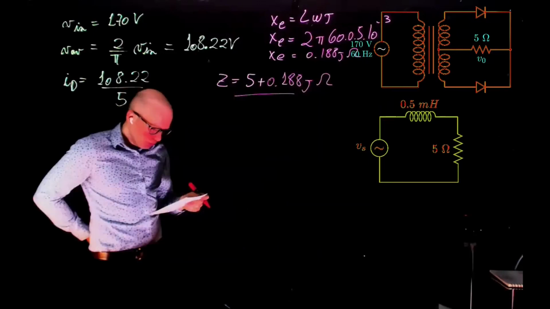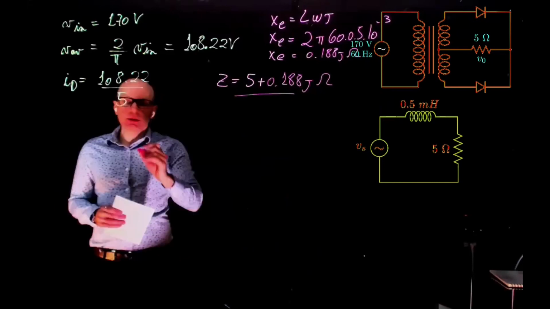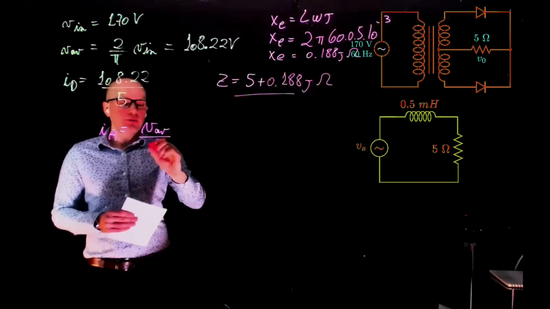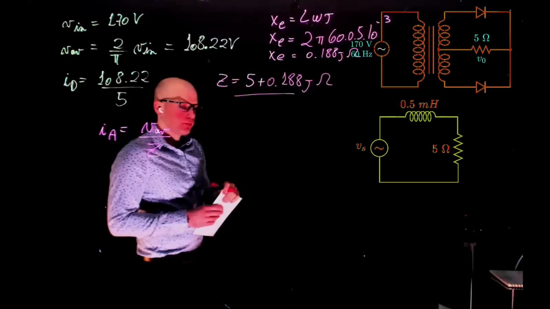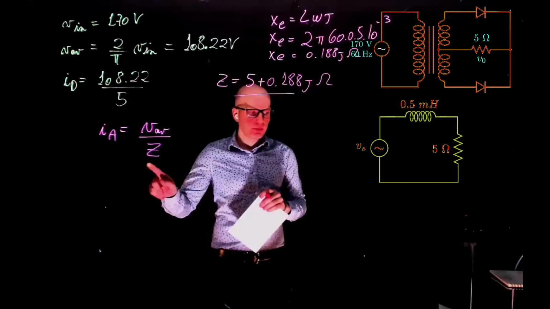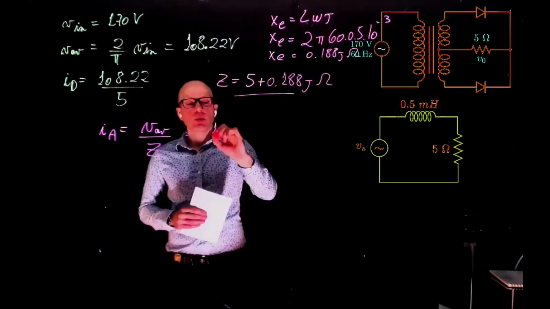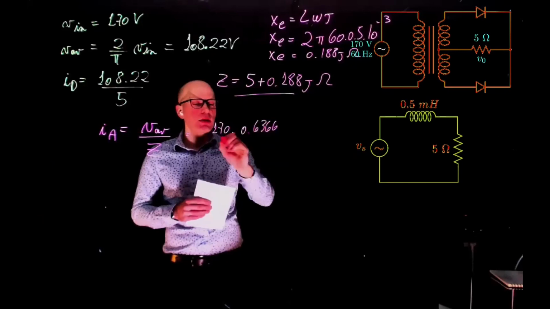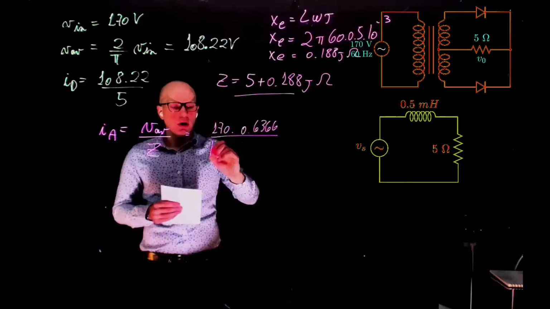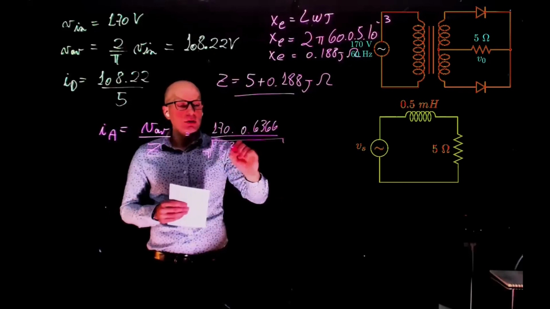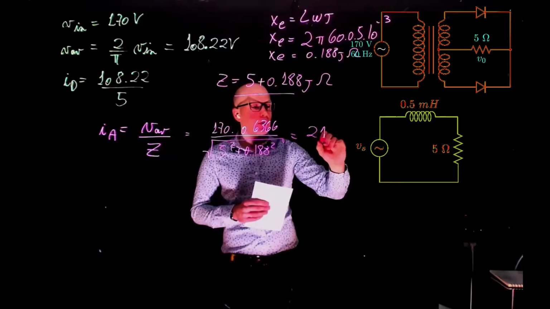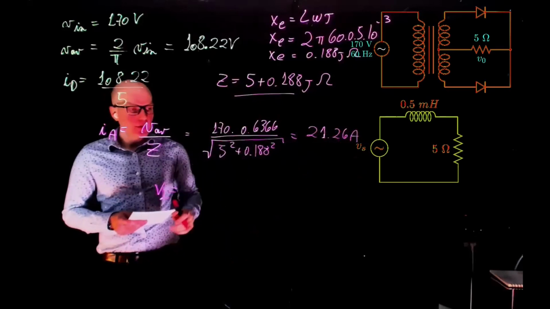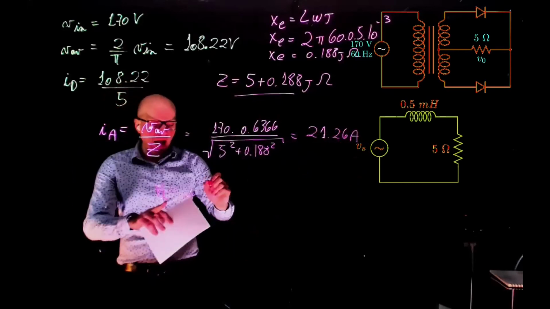What is the current in the system? The average current is the average voltage divided by the magnitude of the impedance Z. So this is 170 times 0.6366, that's the average voltage, divided by the magnitude of the impedance, that's the square root of 5 squared plus 0.188 squared. And this is 21.26 amps.